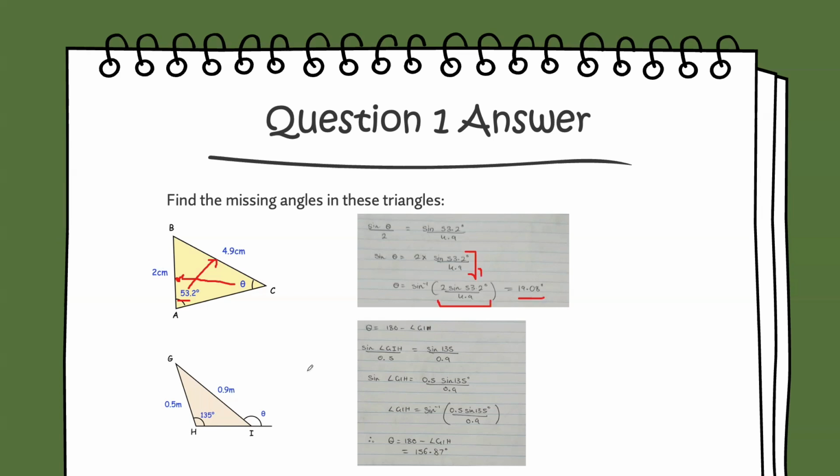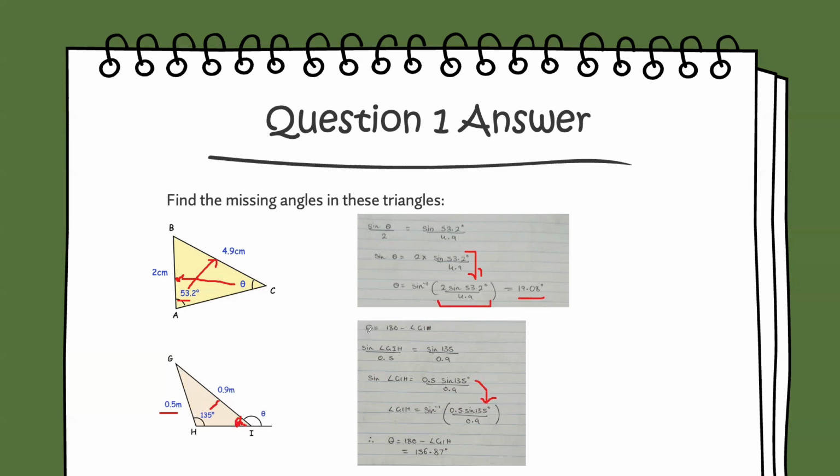Okay, similar thing for here, except we're just looking at this outer angle, so nothing to be confused about. We're just going to look at this angle first, okay? And I've just said that theta is equal to 180 minus this angle, which is GIH. So if we try to find this angle first, then sine GIH over its opposite side, which is 0.5, is equal to sine 135 over its opposite side, which is 0.9. And then we're doing the same thing. So angle GIH is equal to the sine inverse of all of this expression here.